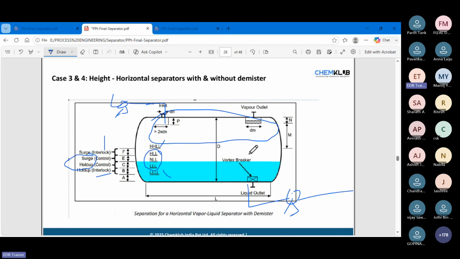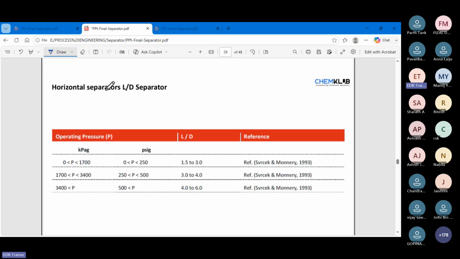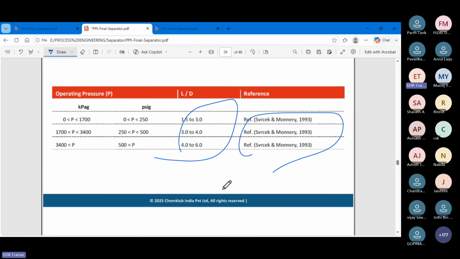Okay. Then, same horizontal separator L by D. If the pressure range is like this only, right? Kilopascal gauge, 1700, 3400, or more than 3400 kilopascal gauge. So you have to choose L by D, right? These are the book references. So for horizontal, the L by D ratio is different based on the pressure, same.